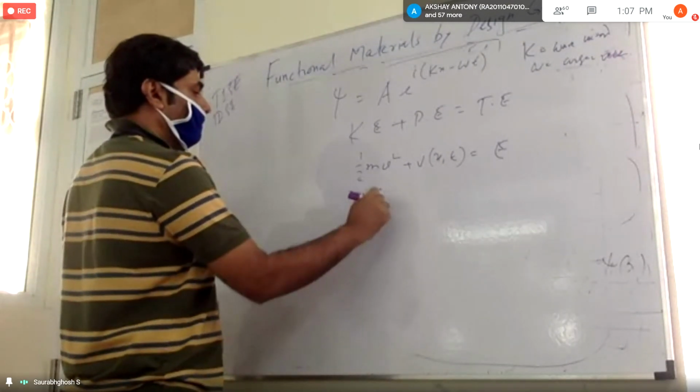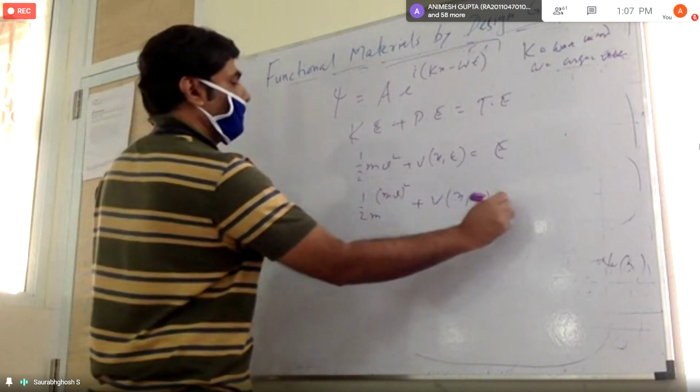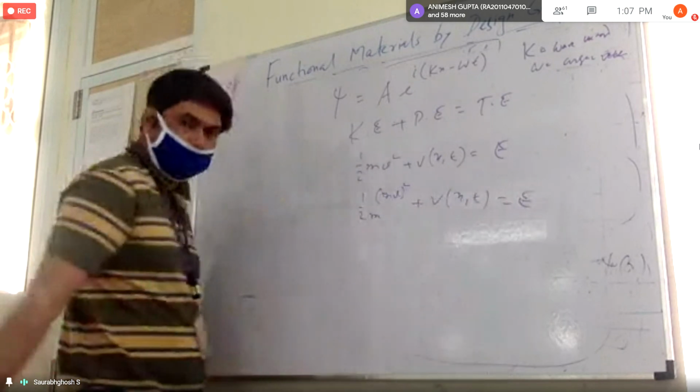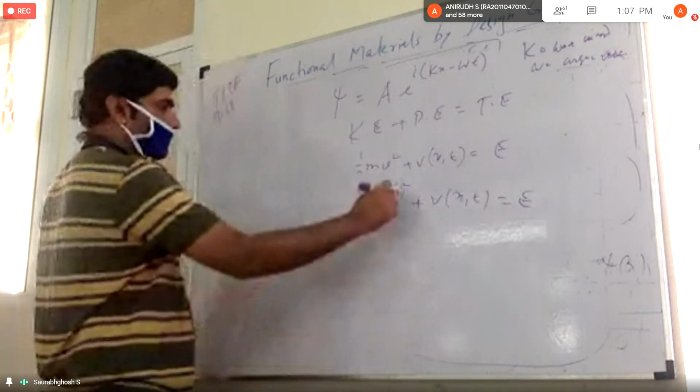Now you can do this trick with half mv squared: multiplying by m, this becomes p, so it is p squared by 2m plus V of x, t equals E.